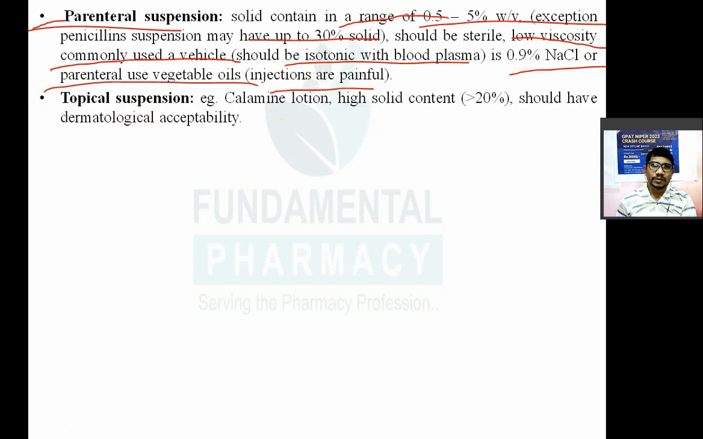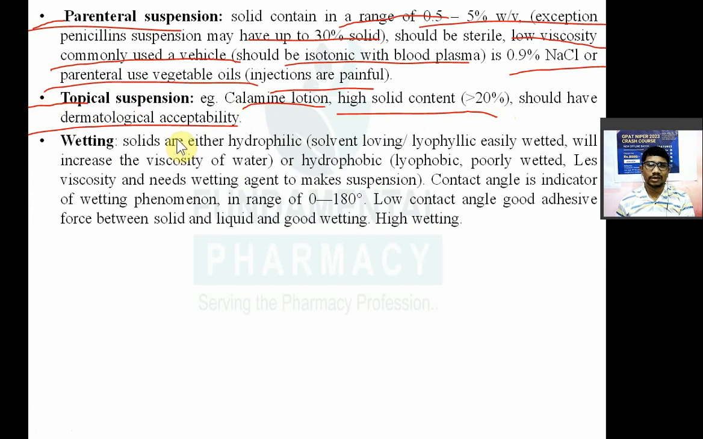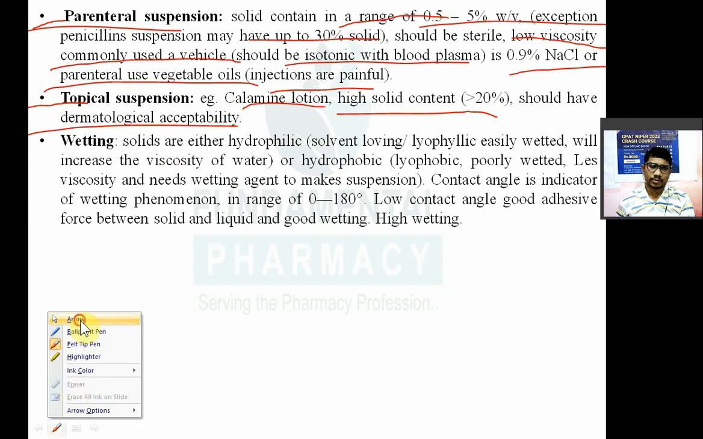Topical suspension. You might have seen calamine lotion. Calamine lotion is one of the topical suspensions. It is the oldest formulation, with a high solid content of more than 20%. High solid content should have dermatological acceptability, meaning it should be dermatologically compatible. There should not be any dermatological allergic reaction. These are the different types of suspension: oral suspension, topical suspension, parenteral suspension.